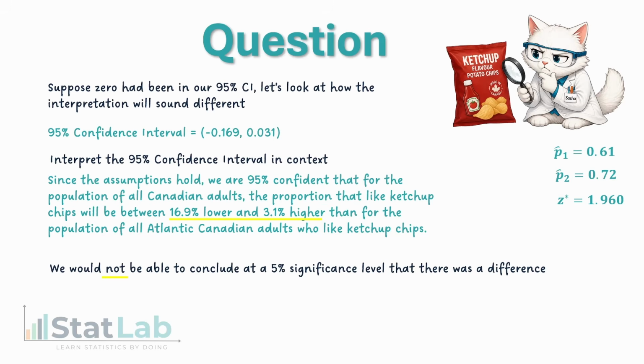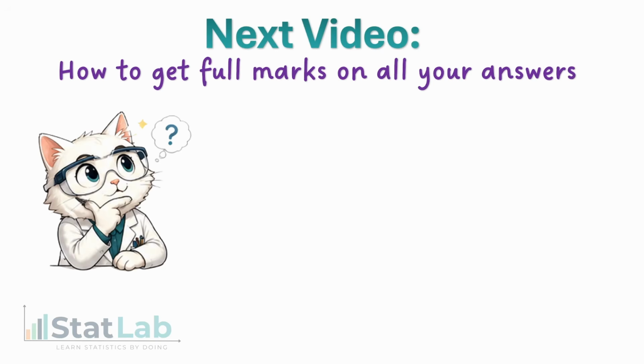Now this time we would not be able to conclude at a 5% significance that there is a difference because we found 0 in our confidence interval, which means 0 difference is one of the possible answers. And therefore, if there's 0 difference, then there's no difference. So as soon as it becomes a possible answer, we would not be able to conclude at a 5% significance. So hopefully this video helped just clarify a little bit of the difference between the 1 proportion and the 2 proportion for confidence intervals.